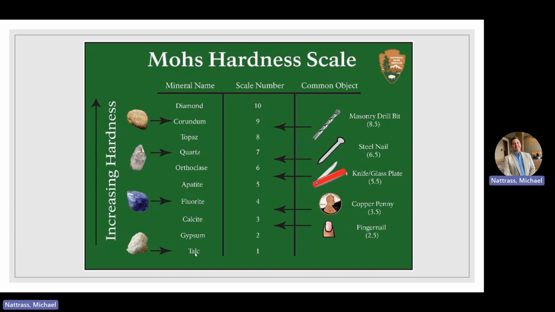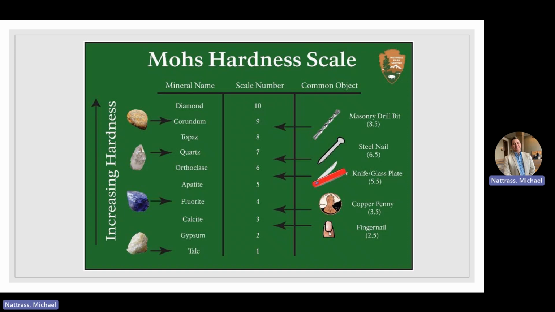I look down here at talc. Any of you ever, I don't know, like baby powder? Baby powder is made from talc. It's a very soft mineral. It would not be able to scratch glass. So this is where we talk about the hardness scale of that.